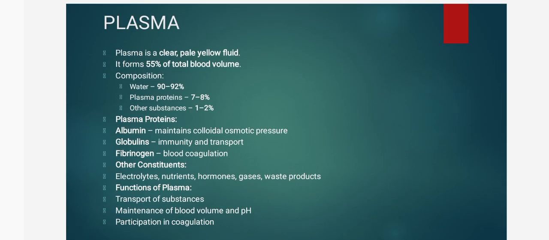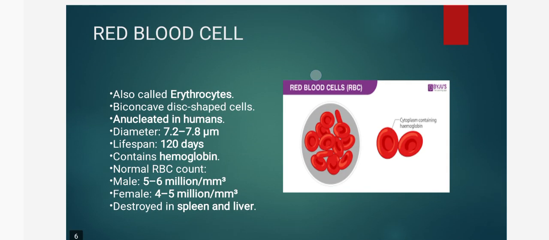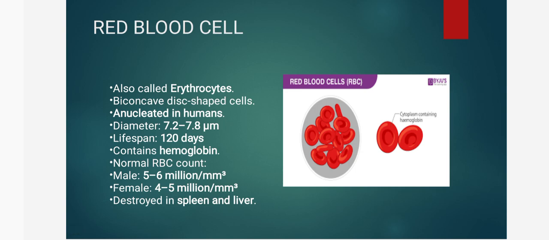Functions of plasma include transport of nutrients, hormones, and wastes, maintenance of blood pressure and pH, and participation in blood coagulation. Next, formed elements, red blood cells. Red blood cells are also known as erythrocytes. They are the most numerous cells in blood.